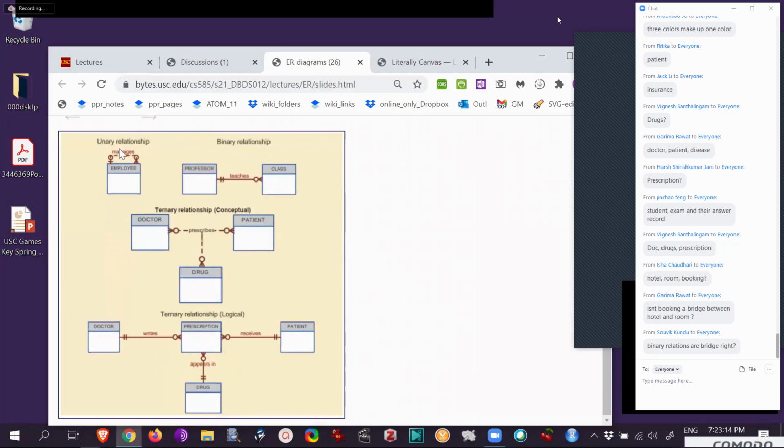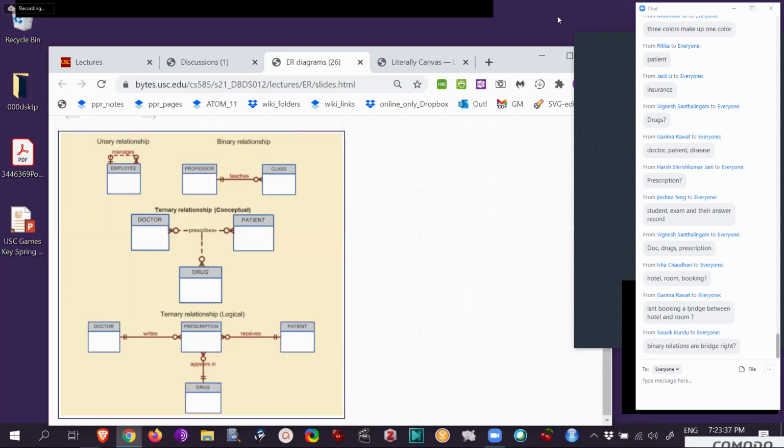Okay. So look at this. Unary: manages. So we did that. Binary, quite obvious: teaches, etc. Ternary, conceptual in the sense I don't have a table for it. I'm just saying logically I can link all of them. But in reality, what does the link actually mean? Then we call it logical. So conceptual means you just simply don't draw that entity. Logical means you end up actually making an entity. And the entity is going to be prescription.